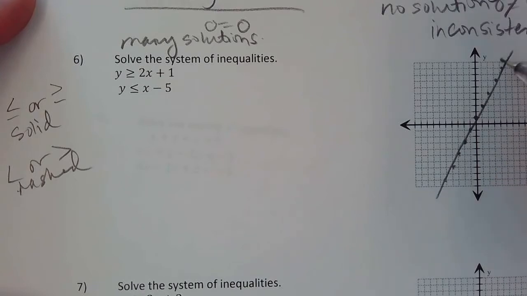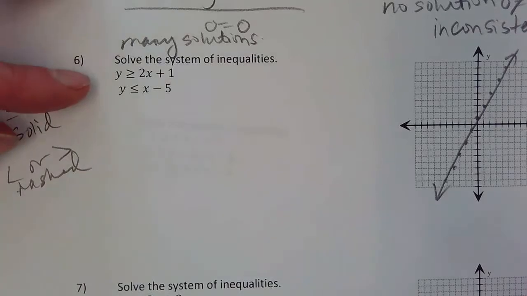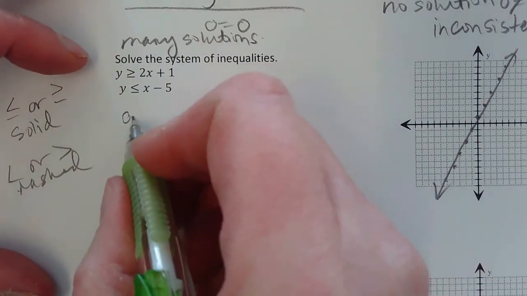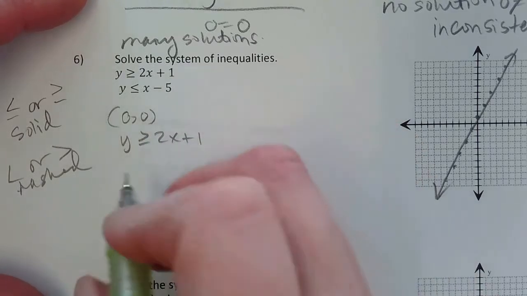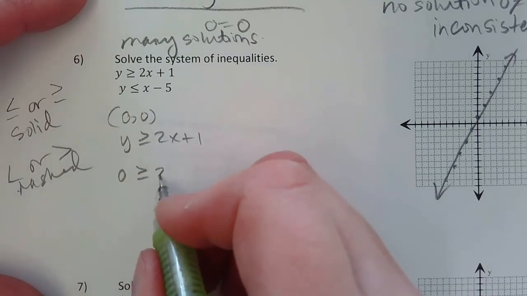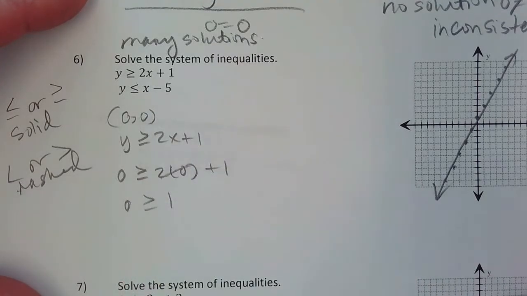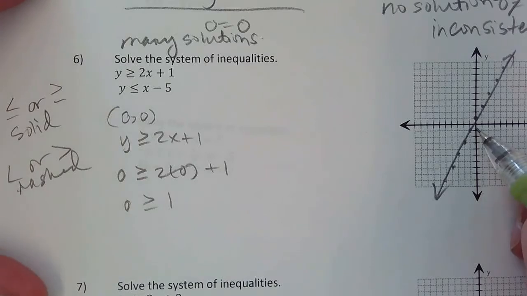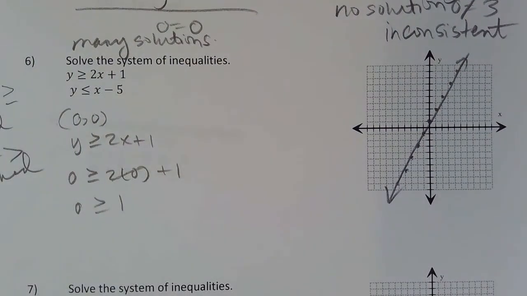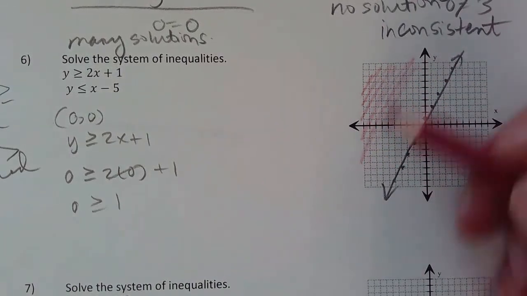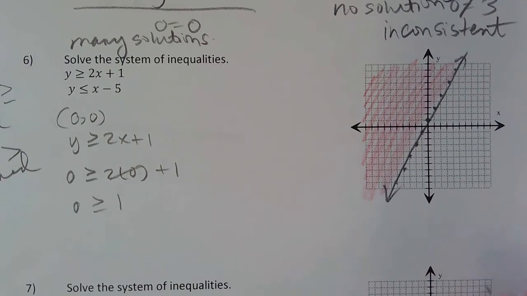And there's a couple different ways to look at the shading. One way is to plug in the point 0, 0 and see if it's true or not. So if I use 0, 0 for y is greater than or equal to 2x plus 1, I would get 0 greater than or equal to 2 times 0 plus 1. So 0 is greater than or equal to 1. So that is not true. So I would not shade on the side of 0, 0. I would shade on the other side, which is going to be above. And you could wait and do your shading at the end. You don't have to do the shading as you graph. You could just shade only the overlap.